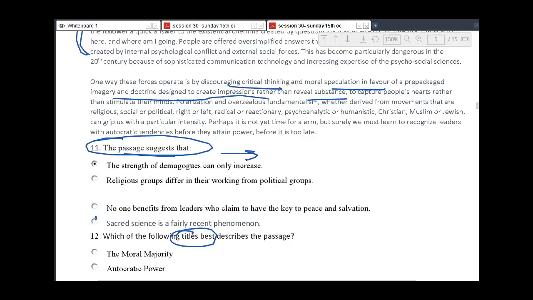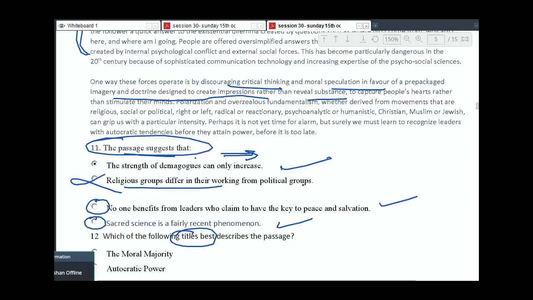I feel that this could be a good option. I feel that this also could be a good option. Religious groups differ in their working. This is not given anywhere. So B goes out. But the reason I don't feel like solving these questions is, yes, it is inference based, plus the answer is not directly given. Options are very close because I have to read everything and then carefully say whether this is true or not, whether this is true or not.